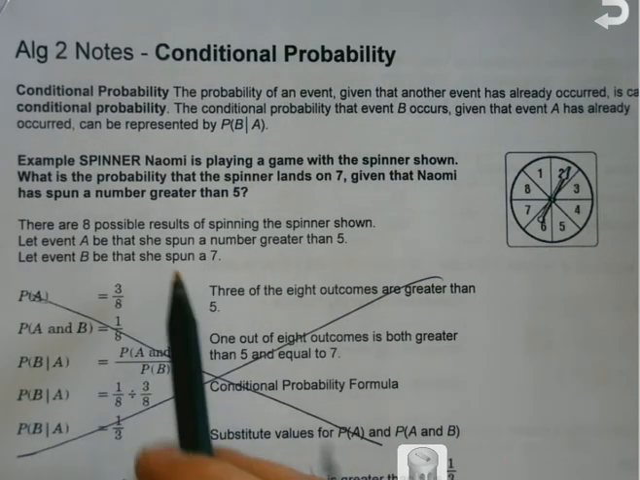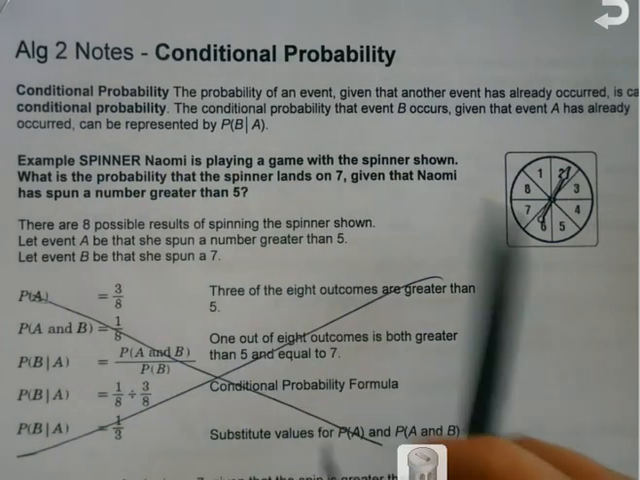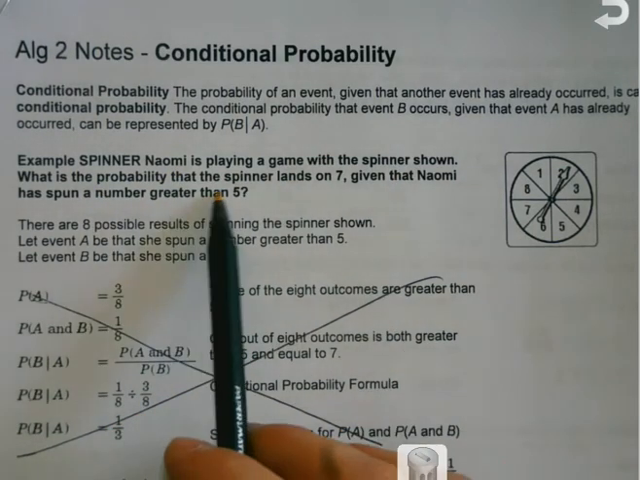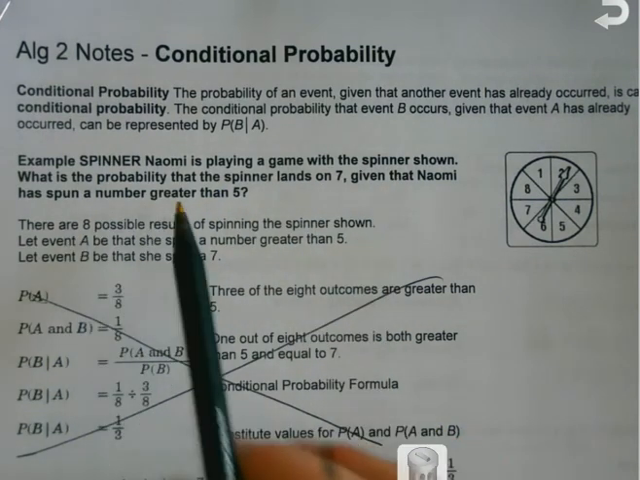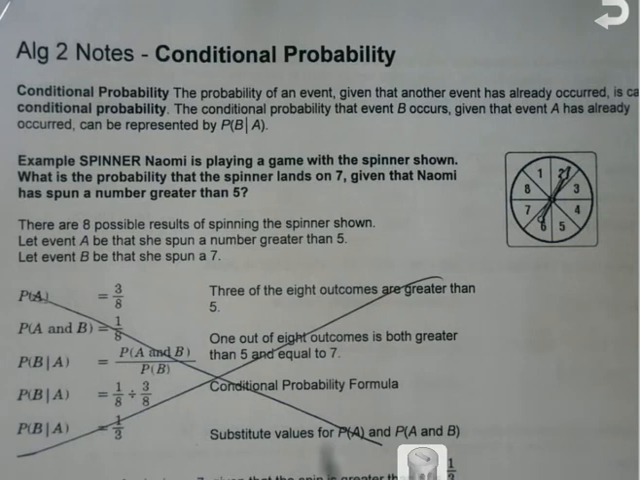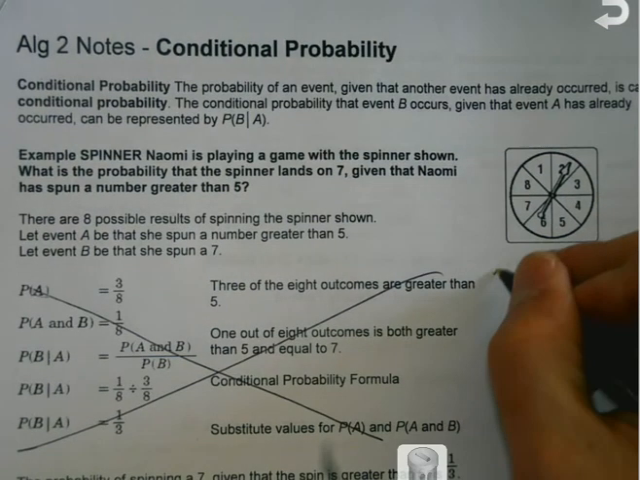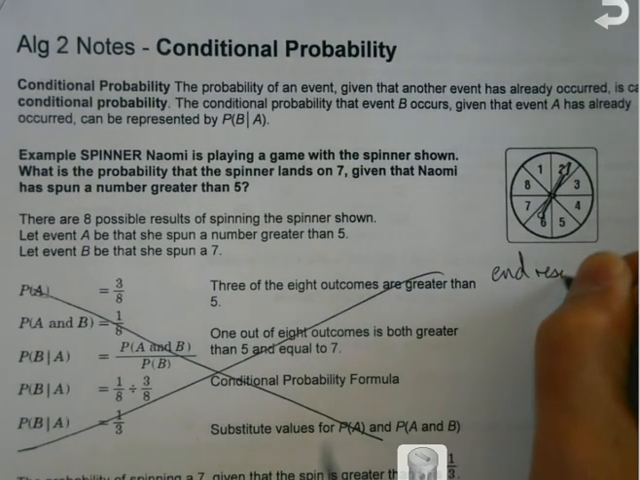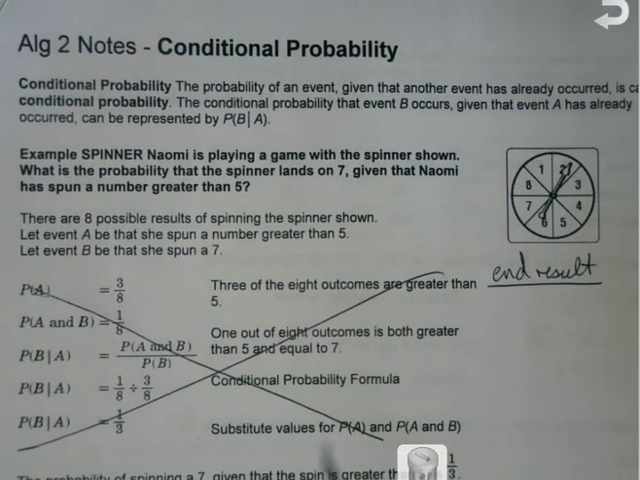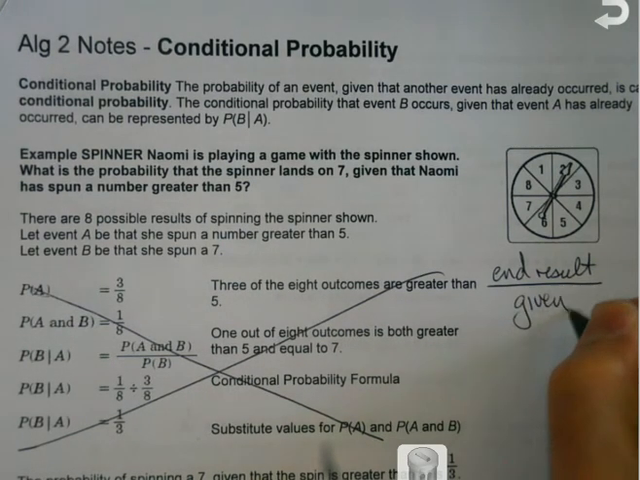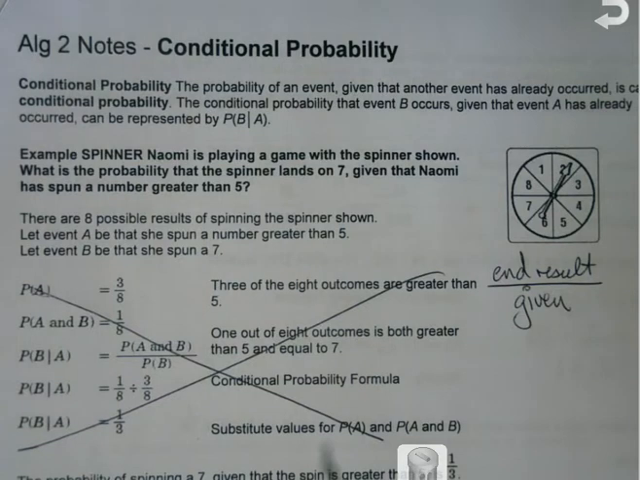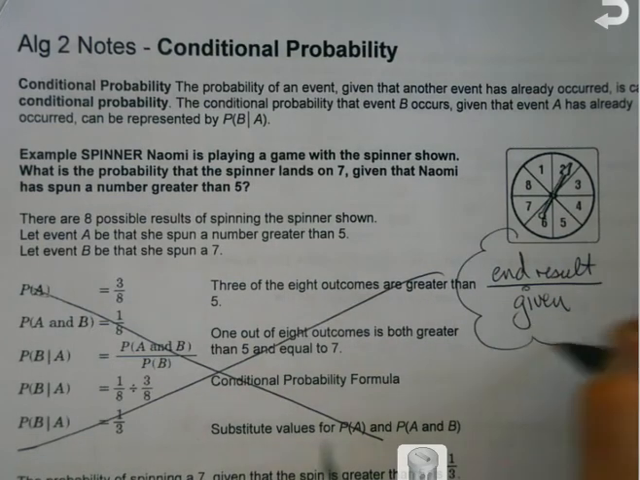I look at this and it says Naomi's playing a game with this spinner that's over here. What's the probability that the spinner lands on 7, given that Naomi has spun a number greater than 5? Here's what we're going to do instead of all the fancy stuff. We're going to take whatever the end result is that we want to happen, our success, and we're going to divide it by what comes after the word given. This is our new little formula for this.